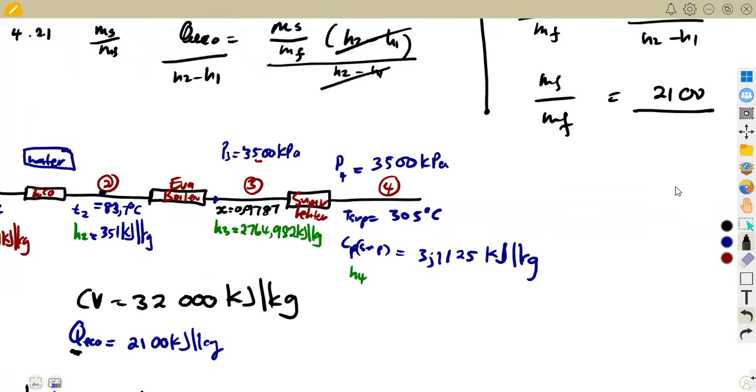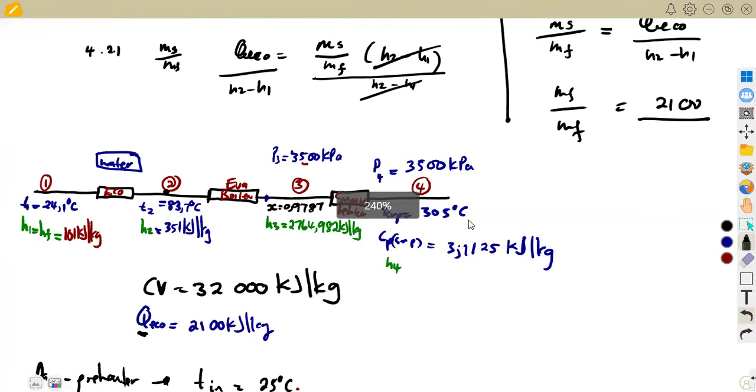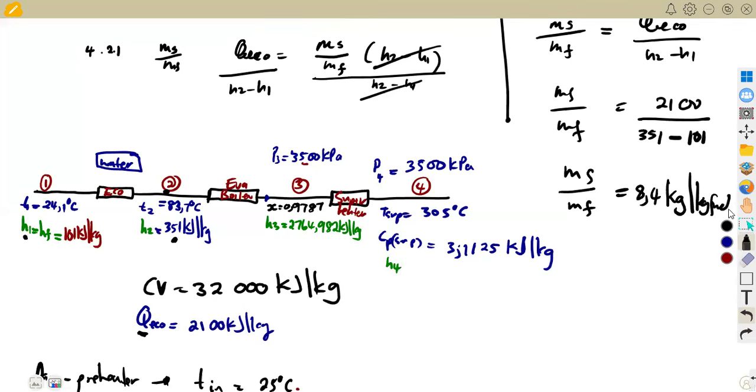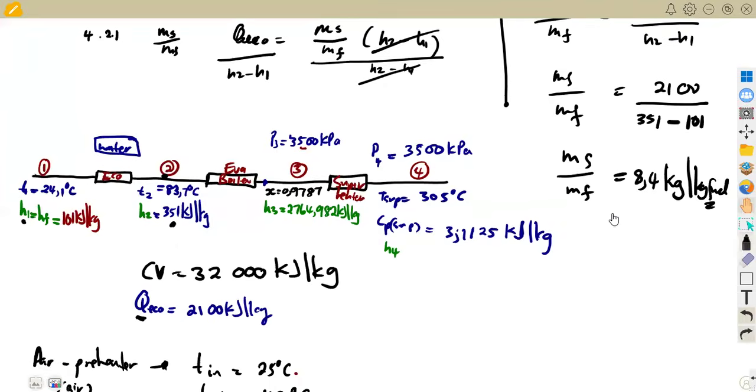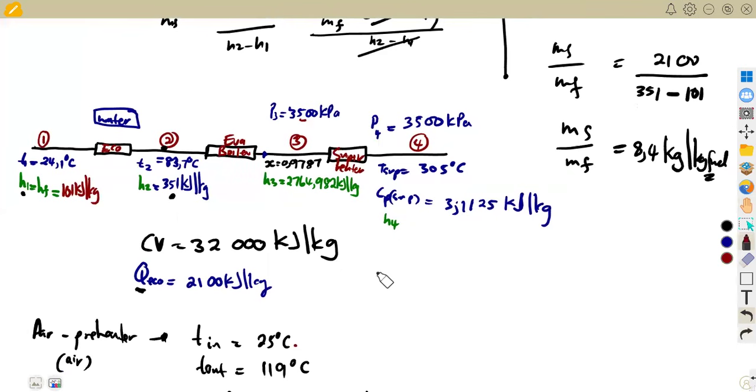Now you don't need the steam table because we already found these values. That is the advantage of finding this straight. We just take our values. What is our H2? We calculated this, we stated this before: 351 minus H1. What is our H1? 101. I hope you still understand. If not, you can pull back the video so that you can cross-check how we found these values. So this was going to give you 8.4 kilograms per kilogram of fuel. Remember, this is taken per kilogram of fuel. So that's the mass of steam over the mass of fuel. Definitely we are going to need this in our calculation.